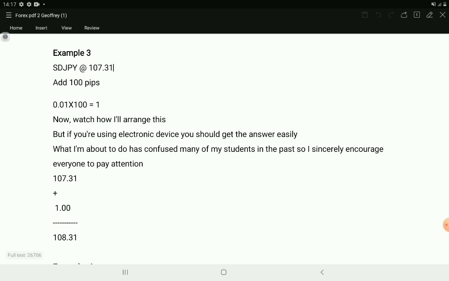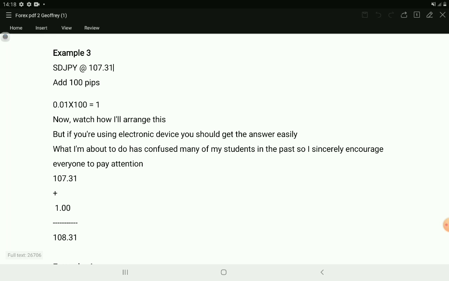If this figure is 107.3185, this 85 will not be used. That's why we will start with 1. This 85 is the pipette, and we are not calculating it. We are starting from this 1. So neglect any value after the second decimal point. You are starting with the number after the second decimal point.